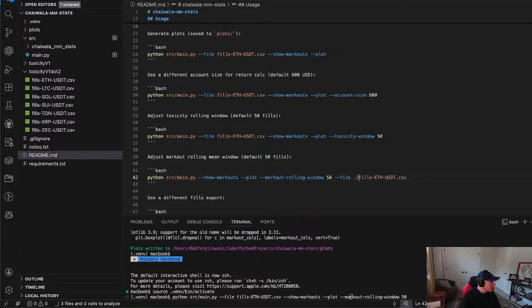And I put these into a folder called toxicity v1.2. Basically, I created a new toxicity filter. So toxicity meaning: is the order flow that's coming to me as a market maker toxic to me? Am I more likely to be getting filled on losing trades with this? So I deployed another version called 1.2, which all of these particular trades are related to.